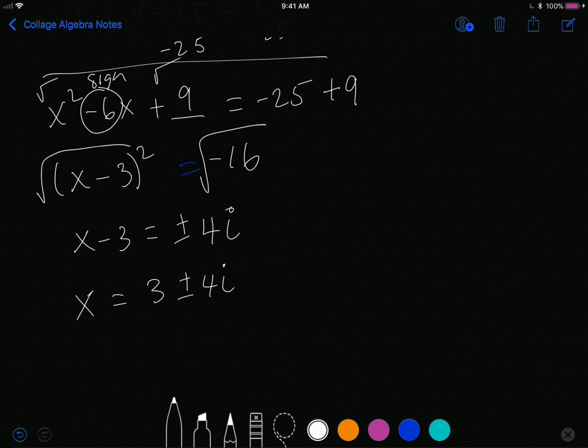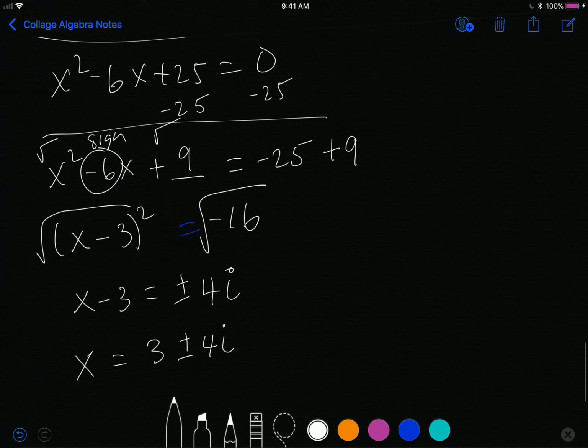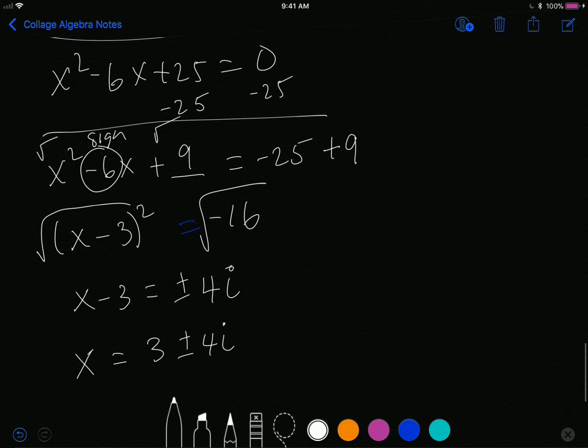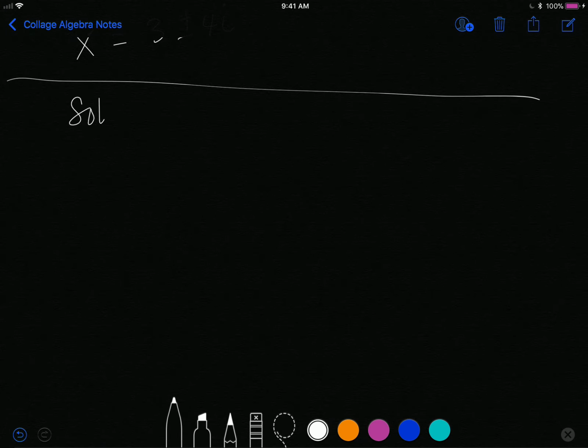Of course, you could solve this same equation using the quadratic formula. Remember that formula from way back when? Back in the day when life was happy? And then all you wanted to do was use that lovely formula because it always gave you the answer. Let's try the same problem again, but using the quadratic formula this time. So, solve x squared minus 6x plus 25 is 0.